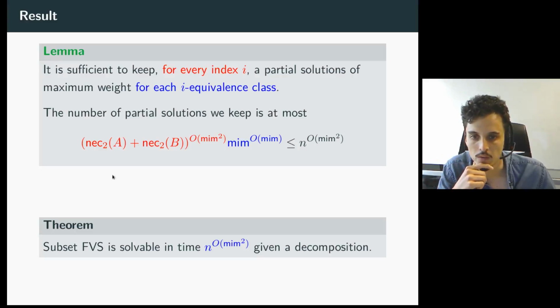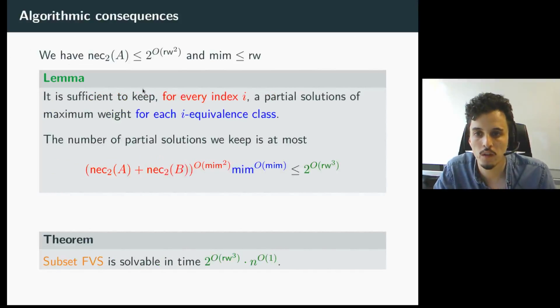And so the number of partial solutions we keep is at most this amount. So this is the number of indices, and this is an upper bound of the number of I-equivalence classes. This is upper bounded by the running time of our algorithm. And this proves the theorem for Mim-width.